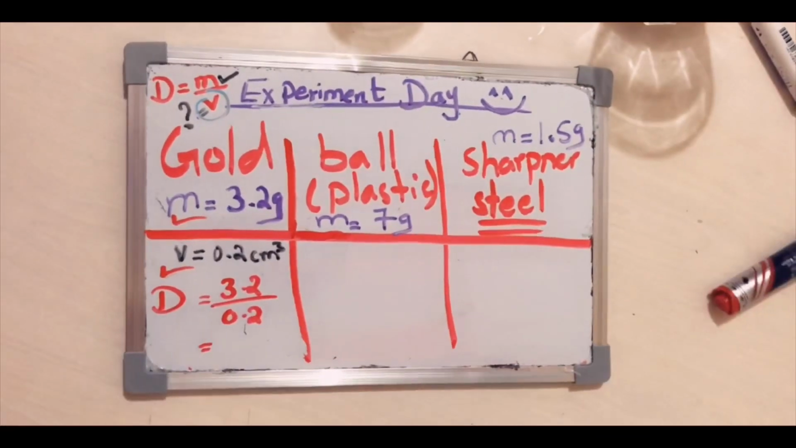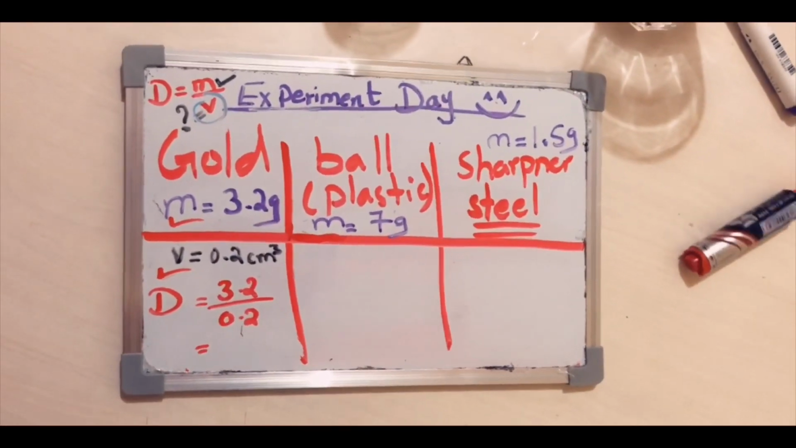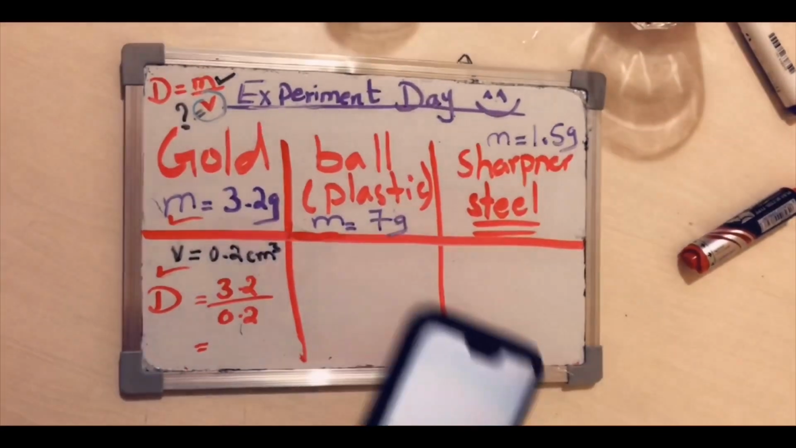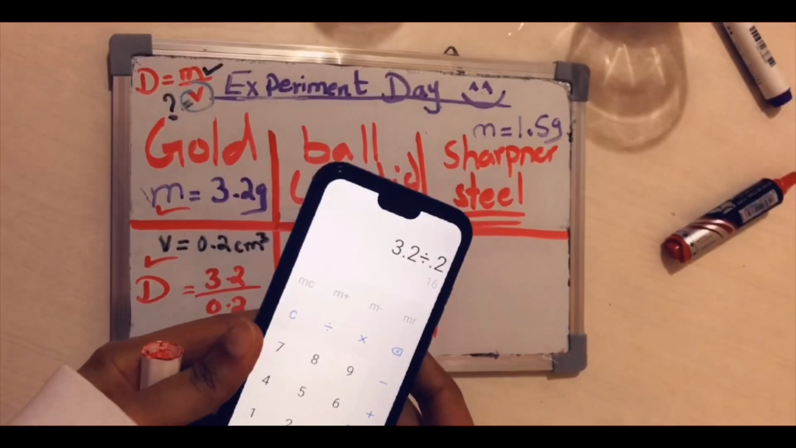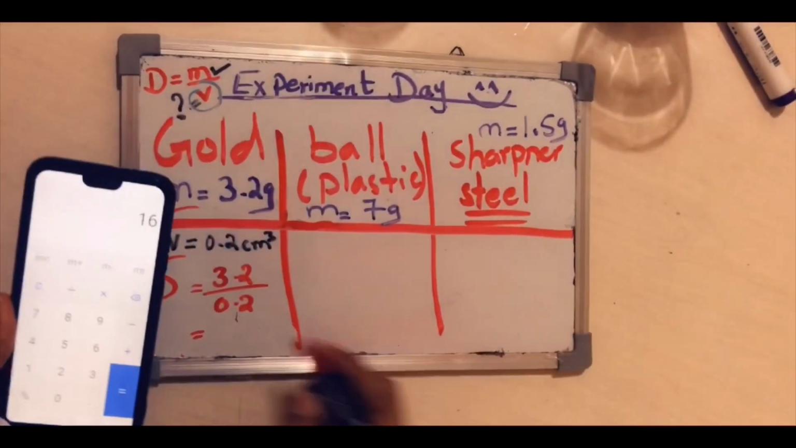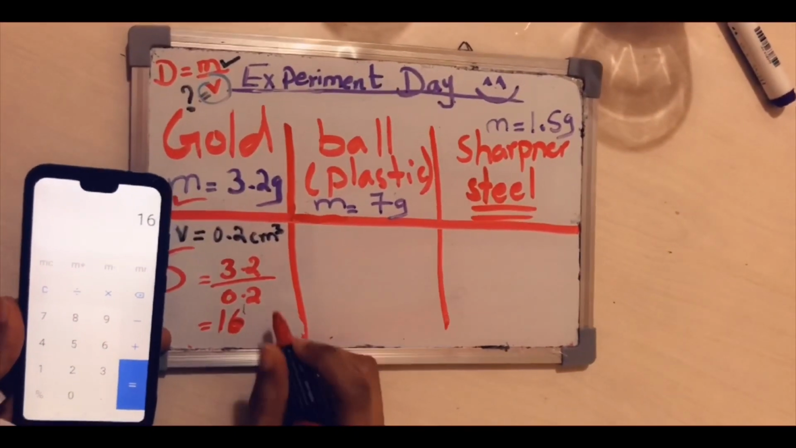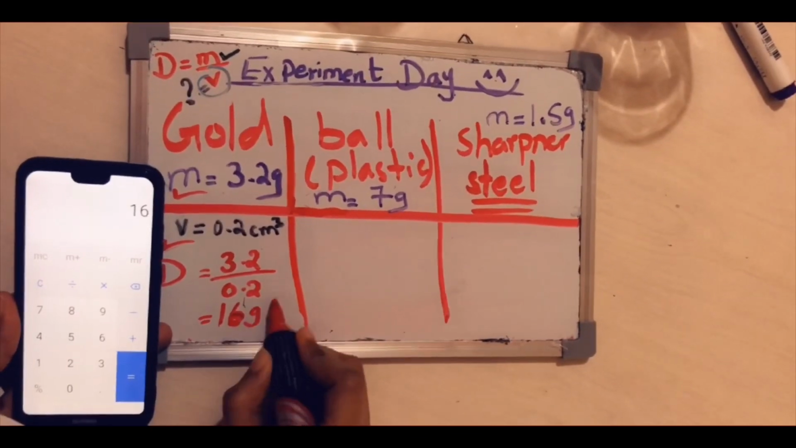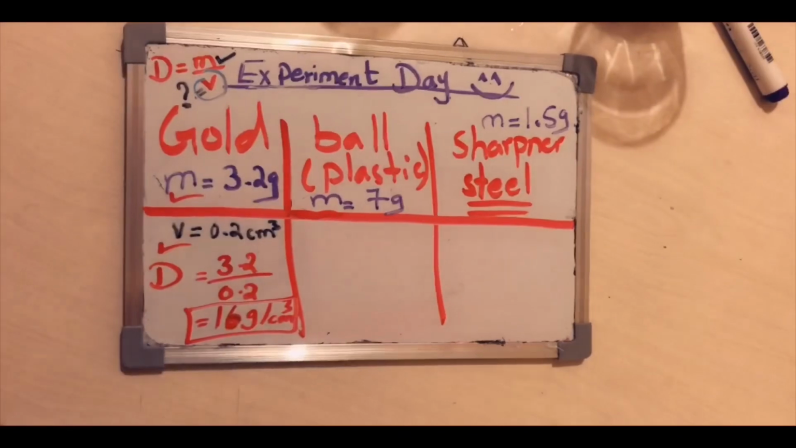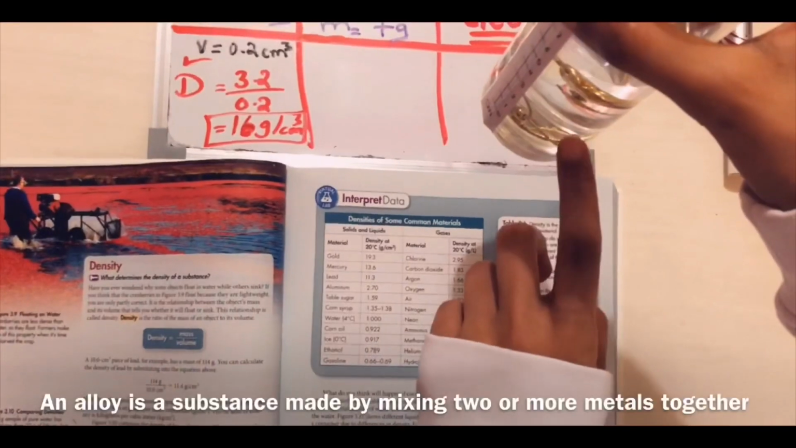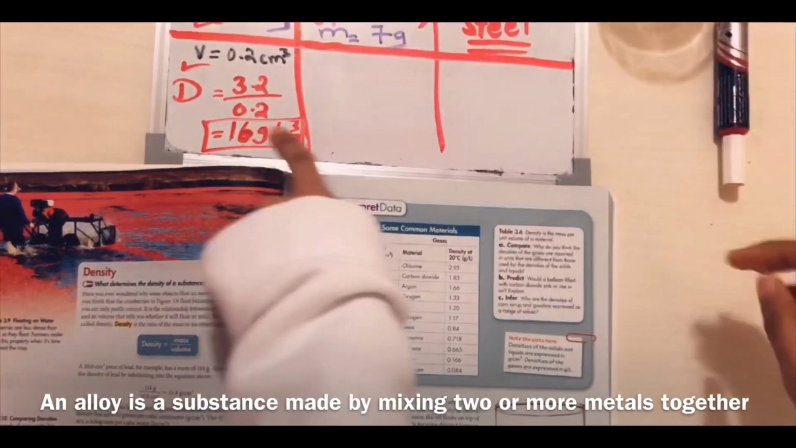So let's get a calculator really quickly and just get it done. So 3.2 divided by 0.2 is going to be 16. Please don't forget the unit: 16 gram per centimeter cube. So that's the density of gold. Now the density of this golden bracelet is 16 gram per centimeter cube.